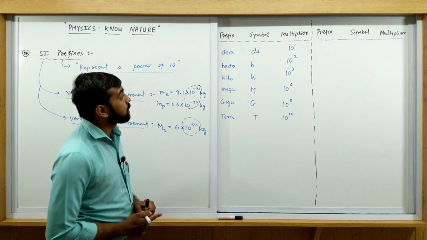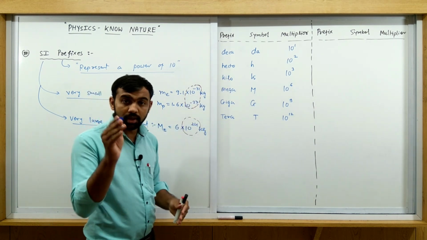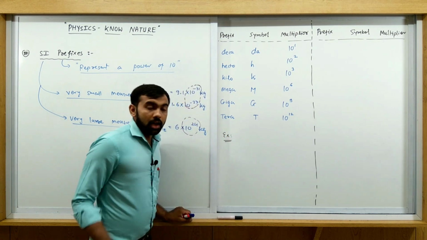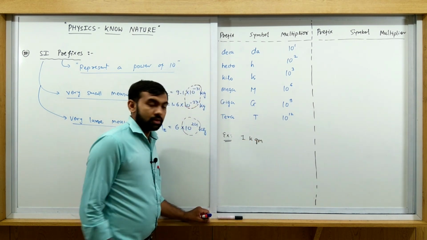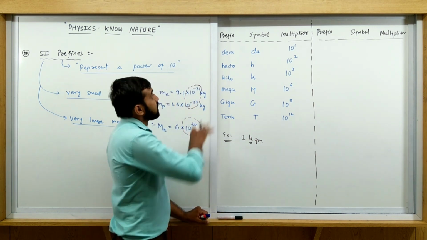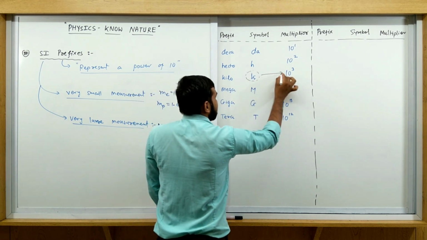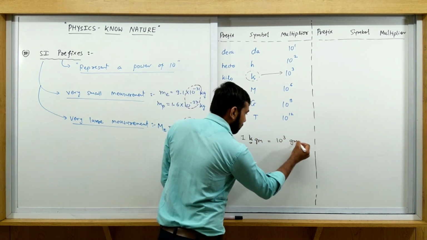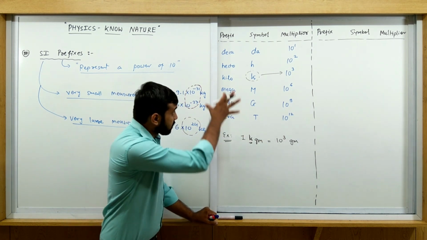Now, how are these prefixes used in an example? Let's discuss some examples for more understanding. If this case is given to you, 1 kilogram, this k represents a prefix. You just see where the k is. So k is equal to 10 raised to 3. So it is equal to 10 raised to 3 gram. This is a very well known value: 1 kg is equal to 10 raised to 3 gram. But this just comes from here.